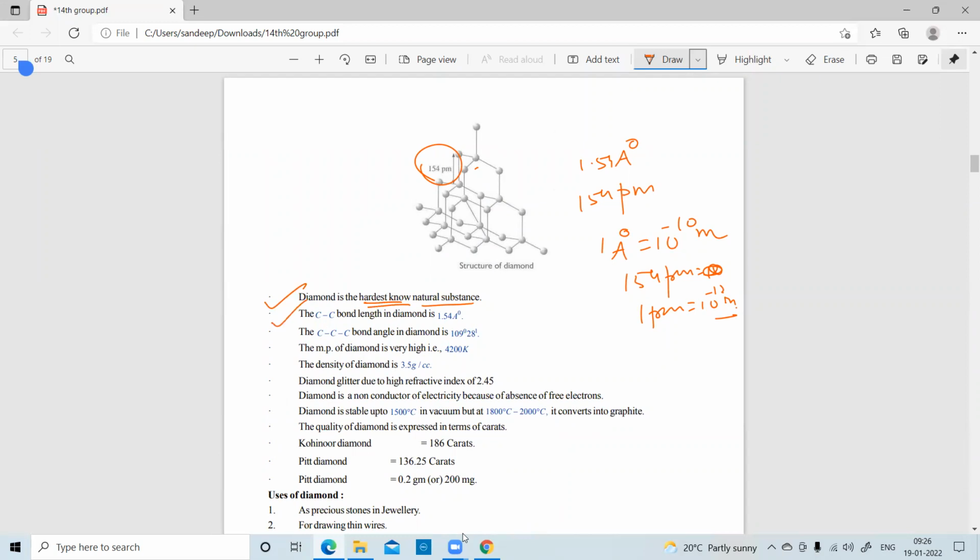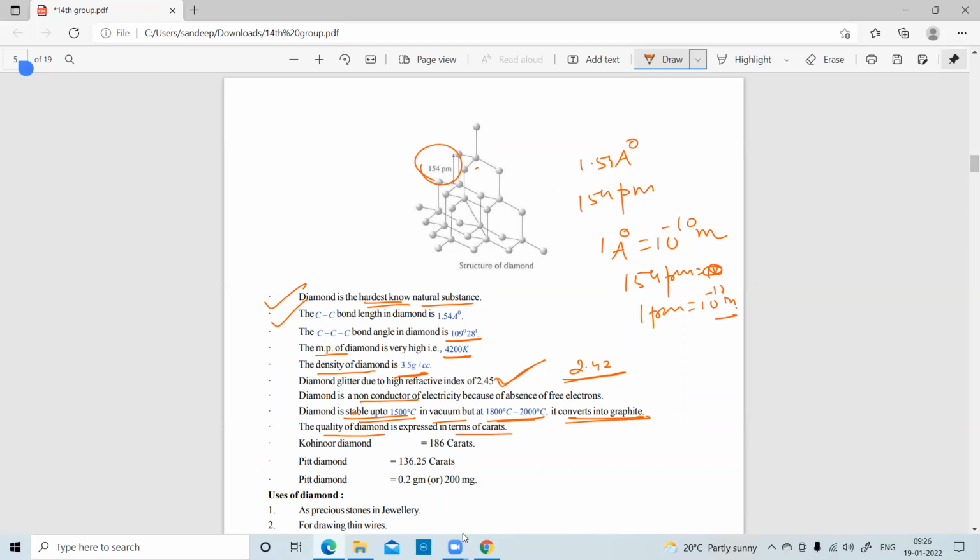Diamond is the hardest known naturally occurring substance. The carbon-carbon bond length is 1.54 angstrom. The bond angle in diamond is 109 degrees, that is tetrahedral. The melting point of diamond is very high. The density of diamond is 3.5 gram per cubic centimeter. Diamond glitters due to its high refractive index, almost 2.45. Diamond is a non-conductor of electricity because of the absence of free electrons, so it is an insulator. It is stable up to 1500 degrees in vacuum, but at 1800 to 2000 degrees it converts into graphite.